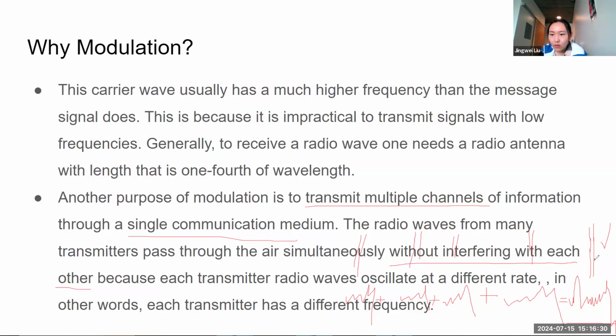So after they pass through this, you can actually decompose them, because they are linearly adding together. But how to decompose them? This is because they have different frequencies. Each transmitter's radio waves oscillate at different rates, because these different carrier waves have different frequencies, right? So for each carrier wave, they will have a different carrier frequency.